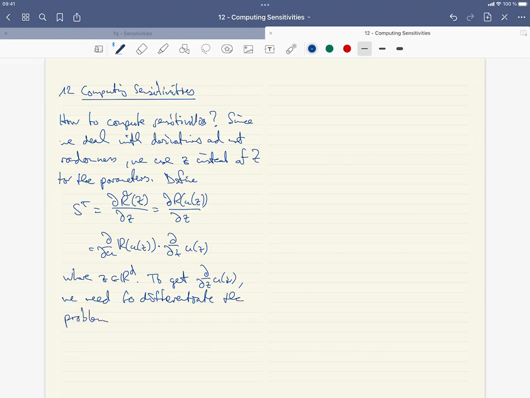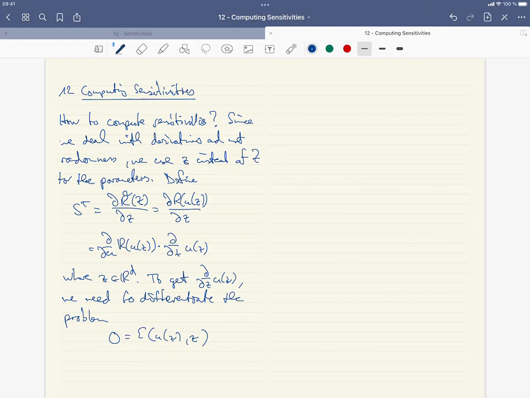So the problem, which I'm writing like this, 0 is e of u of z, comma z. So we assume that we only have an implicit relationship between the input z and the output u, and this I've written already as a function of z, because we assume that we plug in the solution. Now, that should remind you of something you do in your first year of calculus, namely the implicit function theorem, and that's essentially what we do here. So how to get the derivative? Well, I just differentiate this problem.